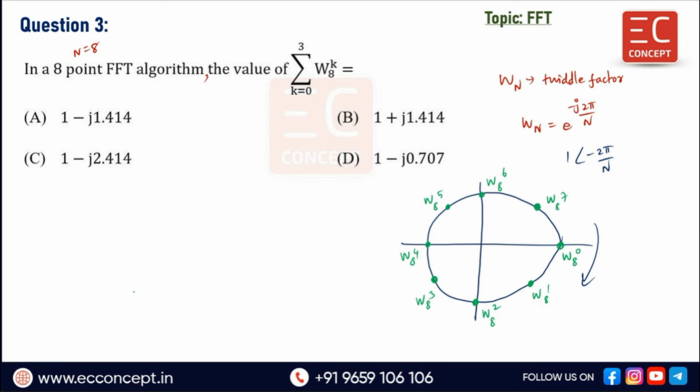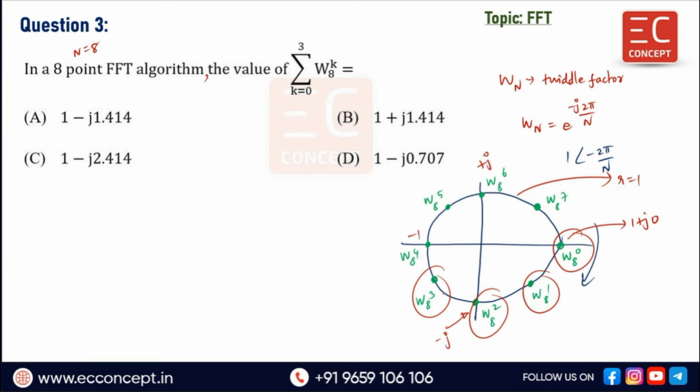Fine. Now the question asks us to calculate the total sum from k equal to 0 to 3. So for the k values, we add these four values and find the result. On the unit circle, the radius is 1, so the first point is 1 + j0, then minus j, this is plus j, and this is minus 1.